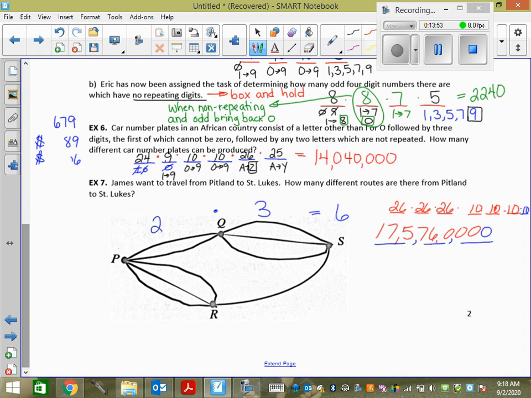Then if we go the bottom route, where we go through R, which could be Rutherford, P to R is how many options? 3. And we only have 1 going from R to S, right? It's like the highway going to Fort McMurray. You got 1 option. That's it. So you're going to take it. 3 times 1 is 3. Now our biggest decision is when we add, do we add 6 plus 3 or do we multiply 6 times 3?